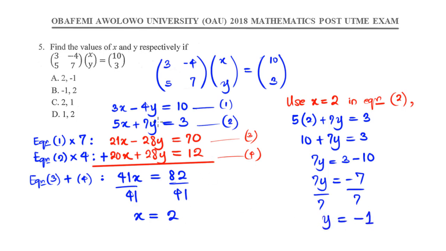So now, we are asked to find the values of x and y respectively, meaning that it must follow that order. And our x is 2 and y is minus 1. So the correct option is option A.